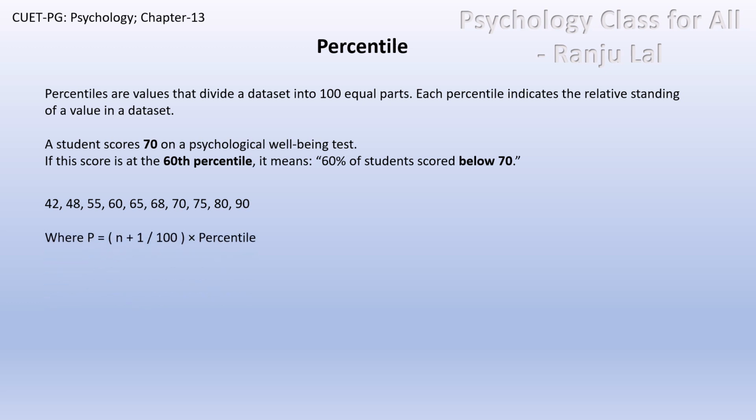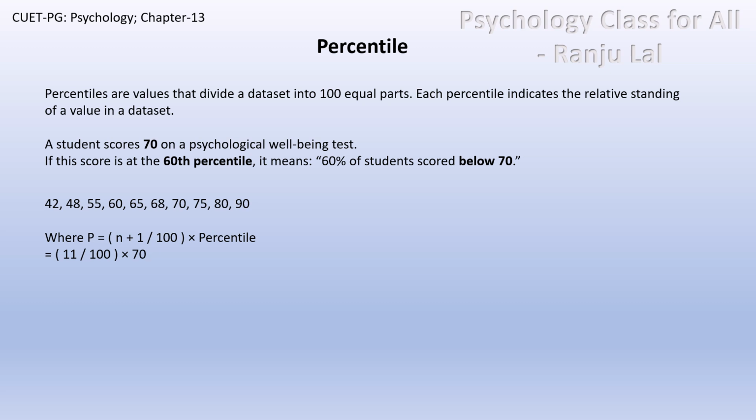The first step is to use the position formula where P for percentile equals (n plus 1) divided by 100 into percentile. N is 10, so plus 1, that is 11, divided by 100 into 70. So for the 70th percentile we wanted to check, the calculation is 7.7.